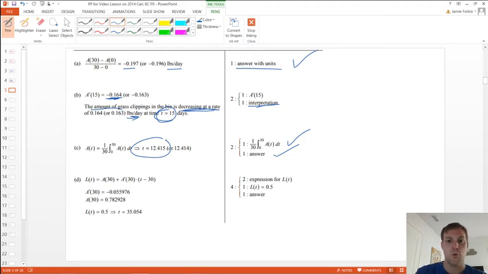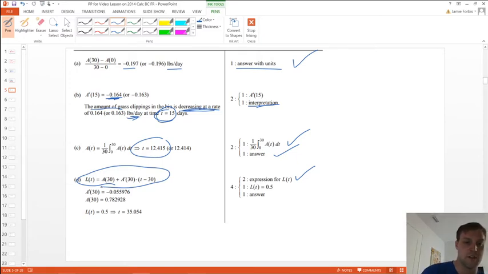Part D, you get 2 points for the L of t expression, which is what we came up with. They didn't write it out in the full decimal like we did. They left it in terms of A of 30, A prime of 30, but that's fine. They set L of t equal to 0.5 like we did and found the intersection in the calculator, and that's how you get full credit.